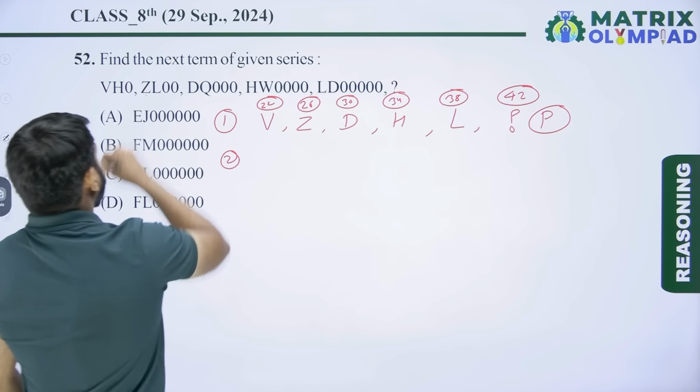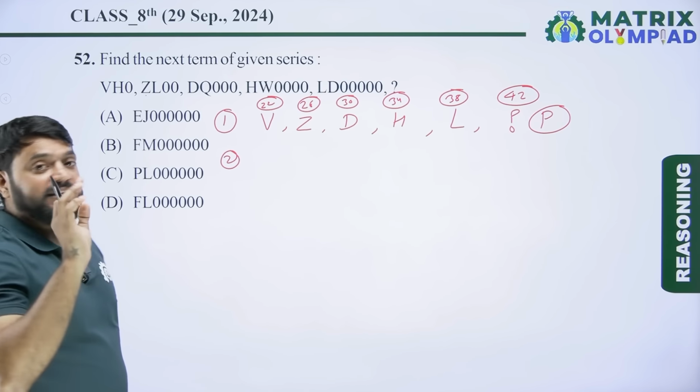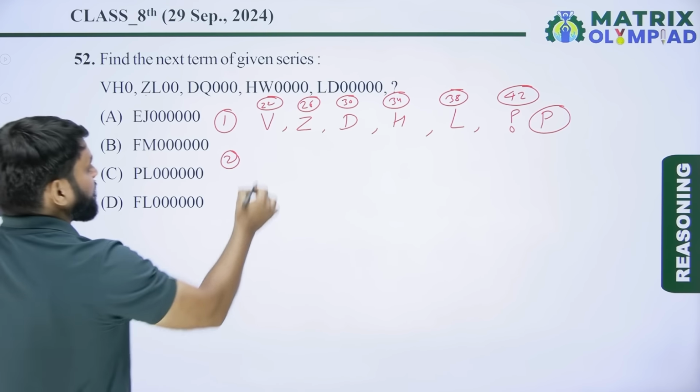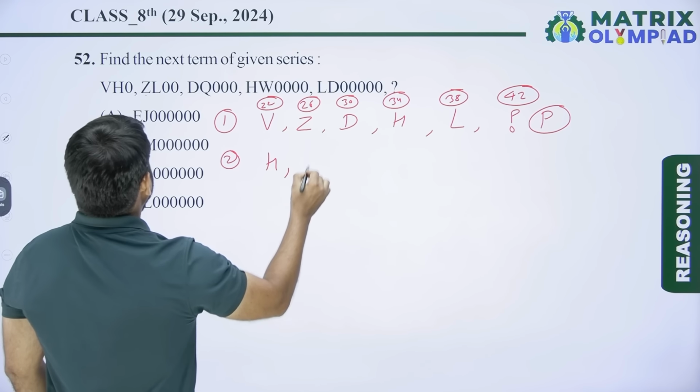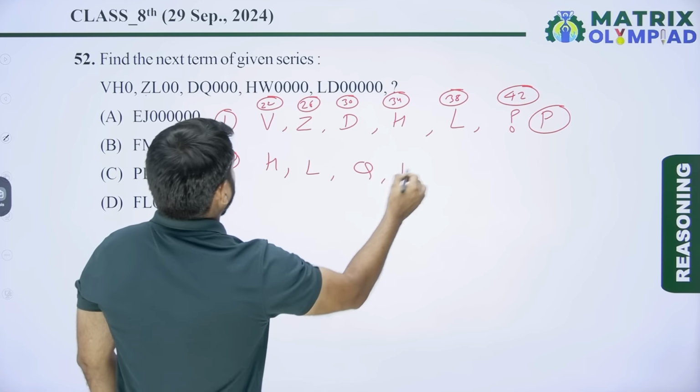Now after this, take second alphabet of each term. So H, L, Q, W.